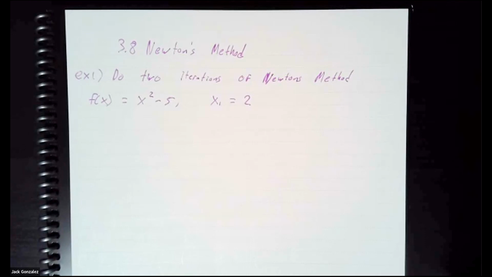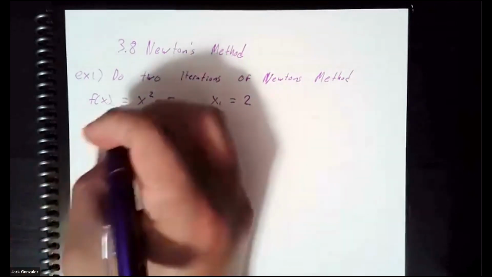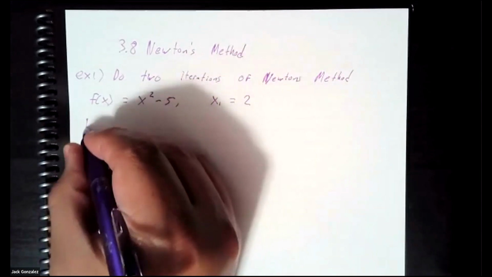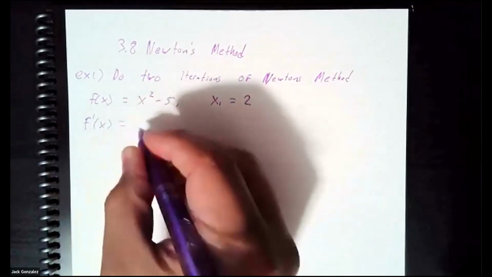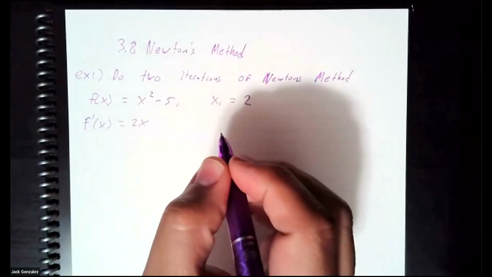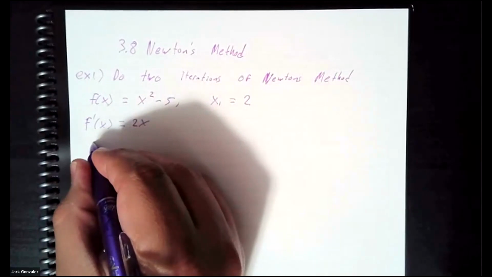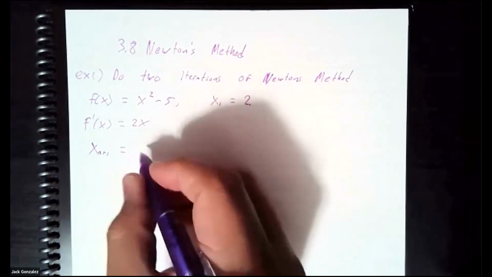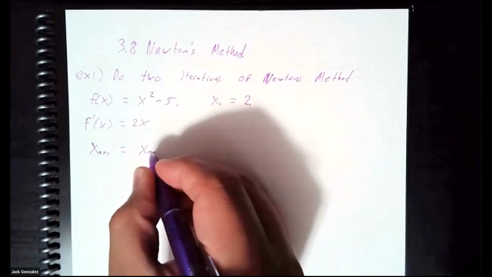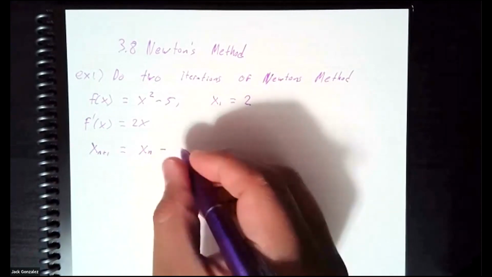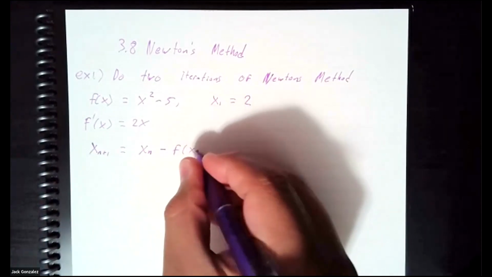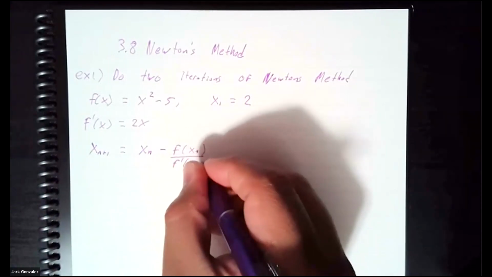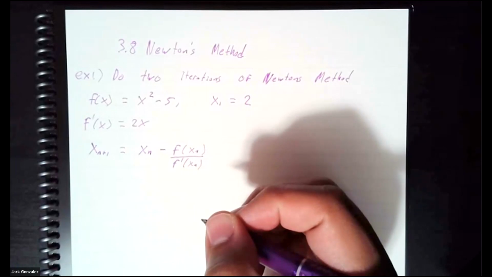All right. So this is Newton's method right here, although we're going to need the derivative. Newton's method uses the derivative. So here it is: x_{n+1}, the next value, is equal to the last value, or the first one, minus the function at that value over the derivative at that same value. Okay.